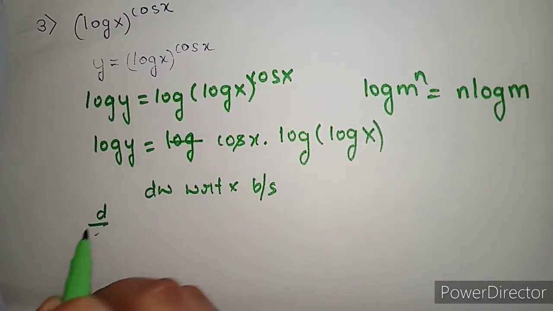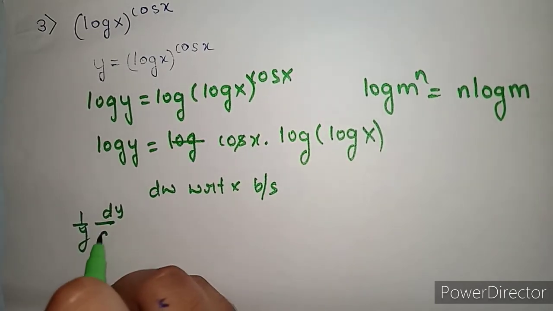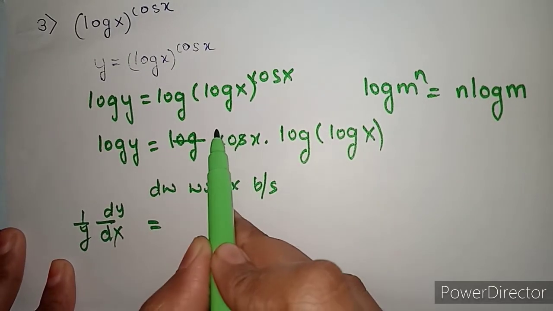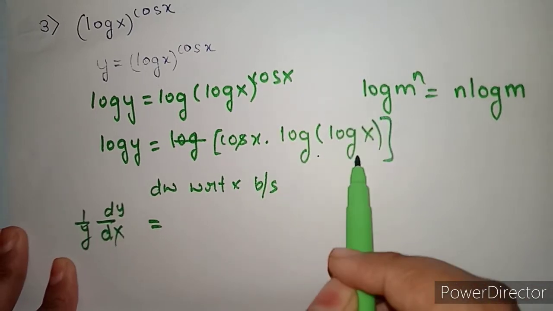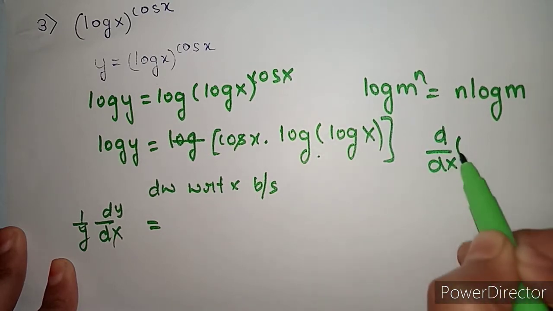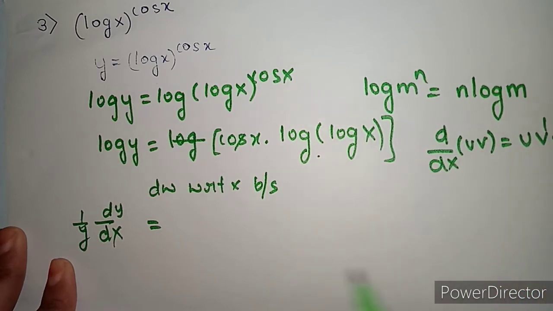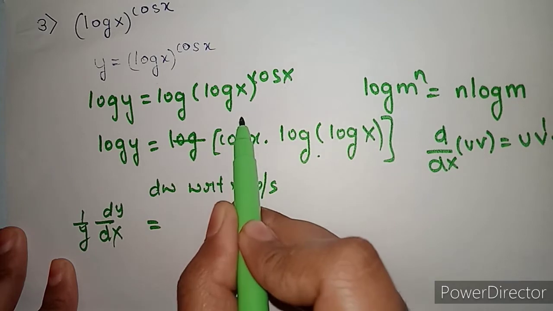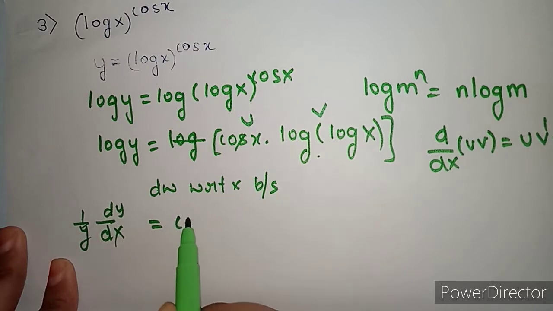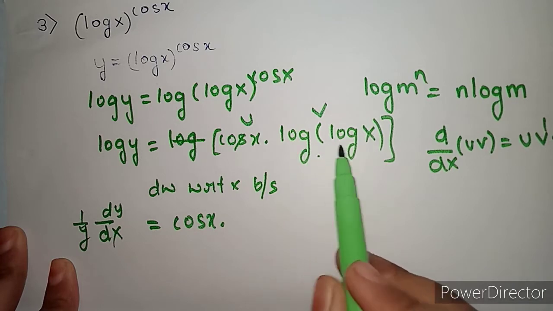So d by dx of log y is 1 by y dy by dx, because y is the dependent variable, right? Then see, this cos x dot log of log x is in the form of uv. As we know, differentiation of uv is uv dash plus vu dash, right? So what is u here? Cos x. What is v? Log of log x. u as it is. Then differentiation of v, that is v dash, is the differentiation of log of log x.